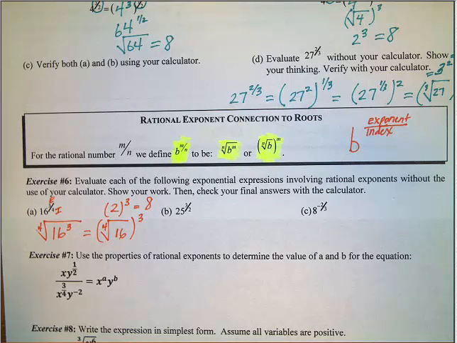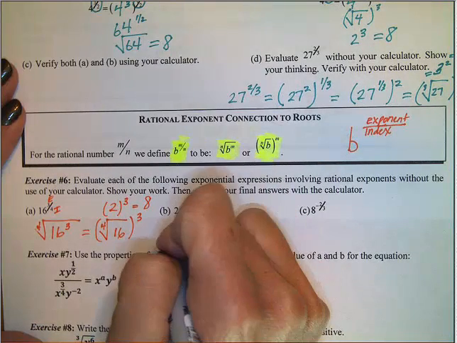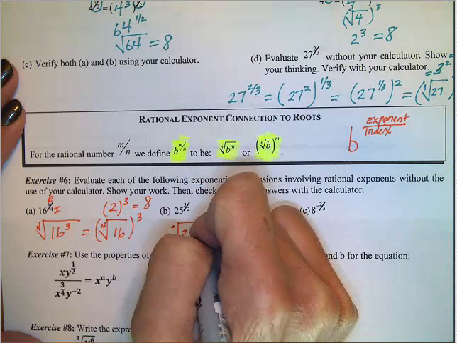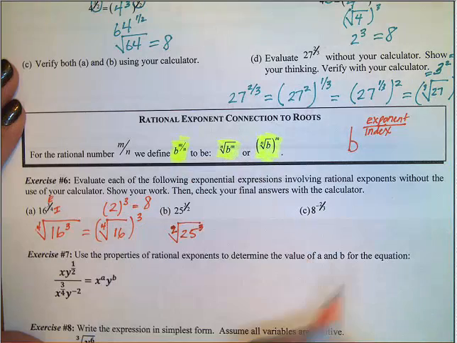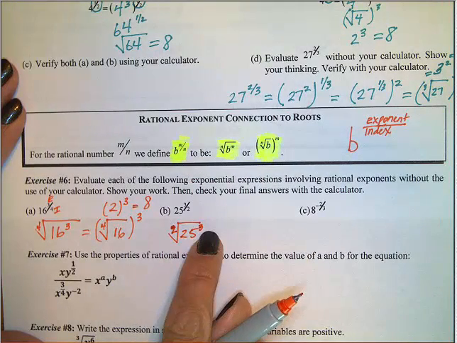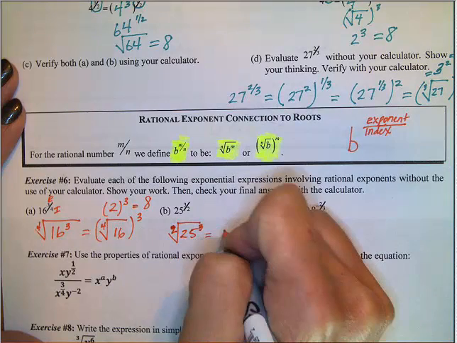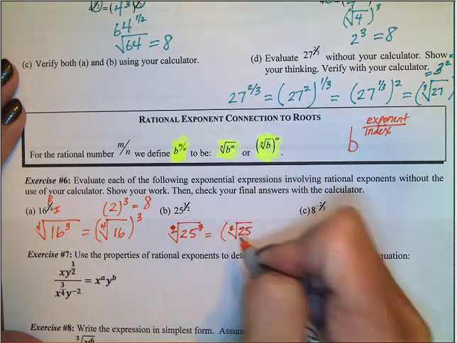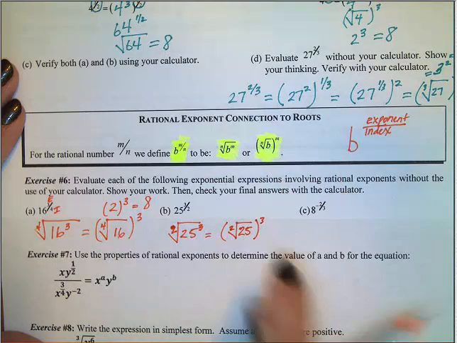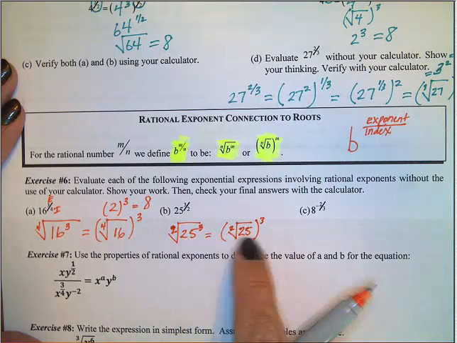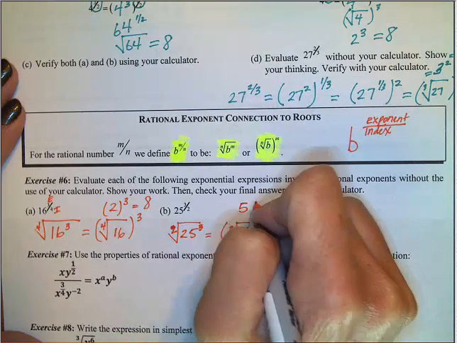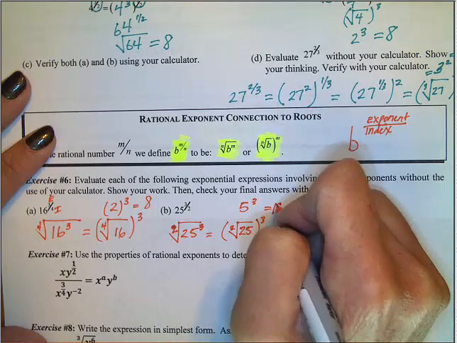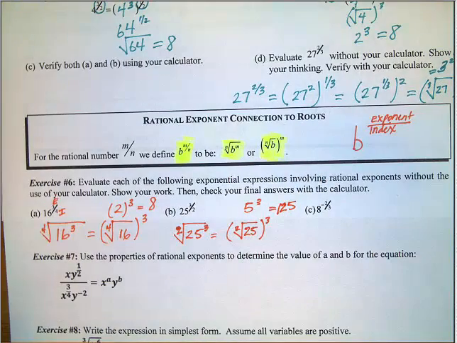Part B, 25. So 25, 3 is our exponent, 2 is our index. Well, again, I can't do 25 to the 3rd in my head, so maybe I want to rewrite it that way. I have the square root of 25, index of 2, raised to the 3rd power. You don't have to write that 2. So the square root of 25 is 5 to the 3rd power. 5 times 5 is 25, times 5 is 125. Pause the video and check.